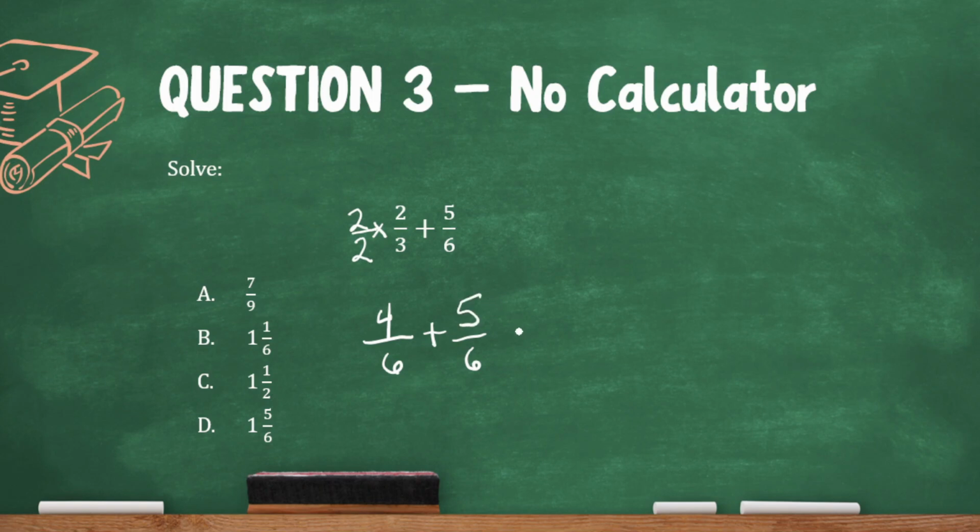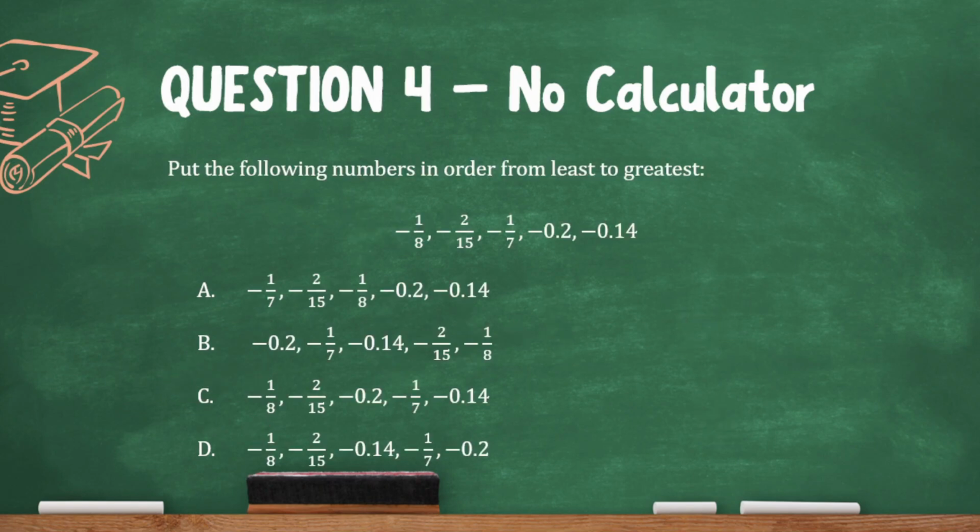And now we can go ahead and add across the top and keep the bottom the same. So 4 plus 5 is 9. And we'll keep the denominator there. And now we have to reduce this fraction. So 6 goes into 9 one time, and then there would be 3 left over from that 9. And now we could reduce this. 3/6, we could divide the top and the bottom by 3. So 3 divided by 3 is 1, and 6 divided by 3 is 2. So our answer is 1 1/2, C.